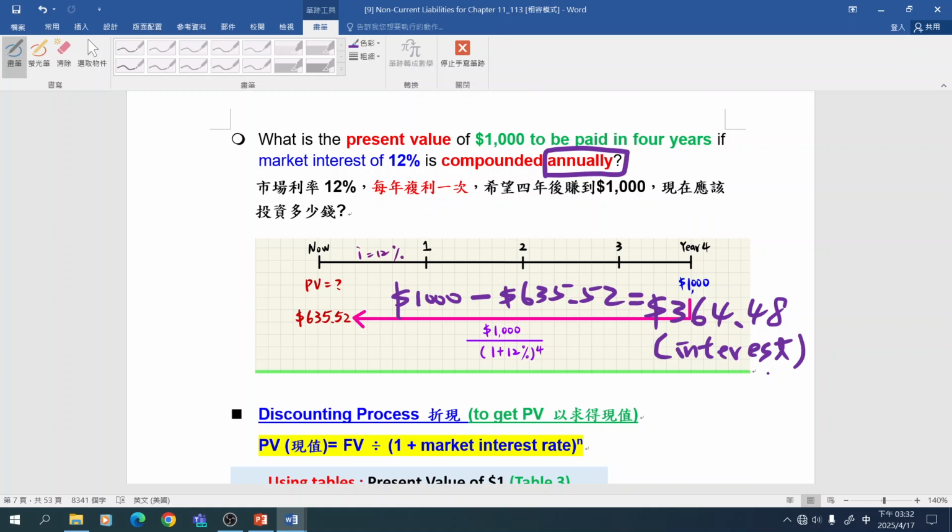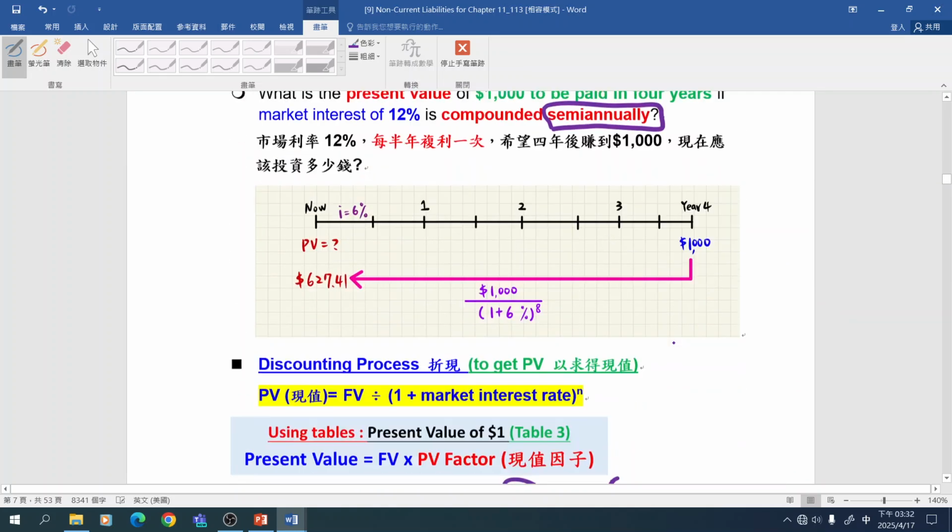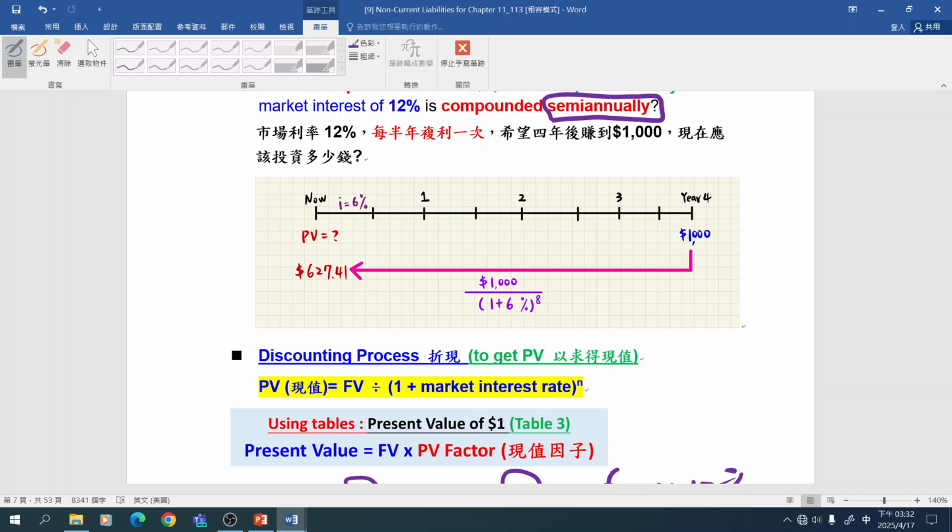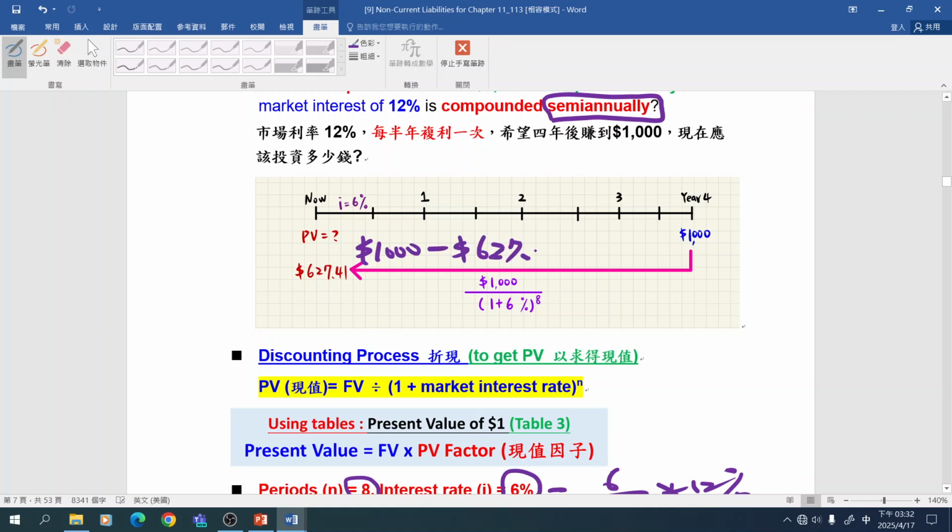Okay? How about case 2, compounding semi-annually? So go to your note, page 11. So did you find out what's the interest you can get for page 11? You invest how much? $627.41. In the end, you got $1,000. So what's the interest you can get? 372.59. The interest you can get.